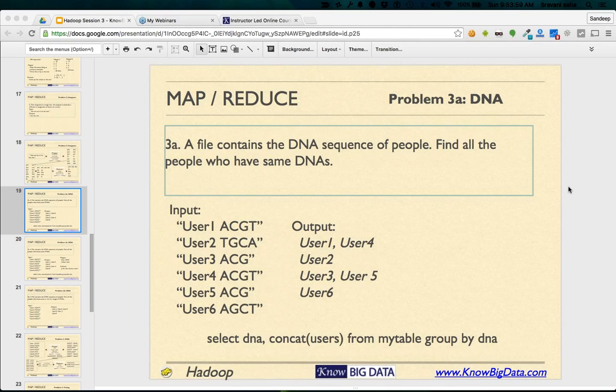Anand says key is DNA. Murkesh says key will be DNA and value will be the user list. Brilliant. Peter also says key DNA, value user. All right. Brilliant. Anand also says key is DNA and value will be the users. Brilliant. Pankaj says the mapper will read each line, put the DNA pattern as key and the user ID as value. Brilliant. And the reducer does nothing. Good. Good. So Harita says that DNA is key and user is value.